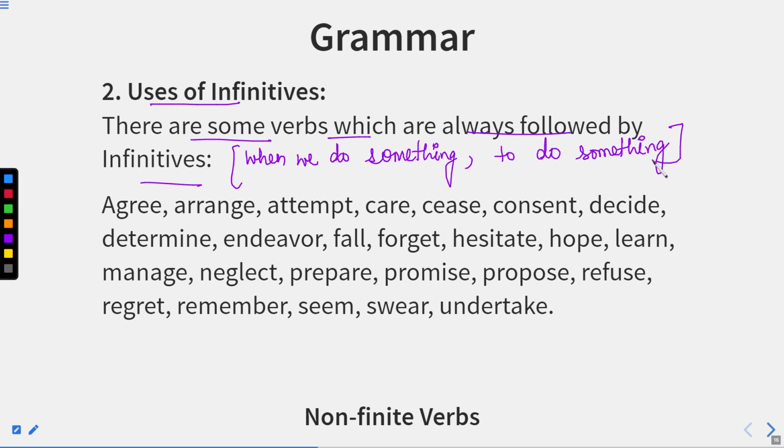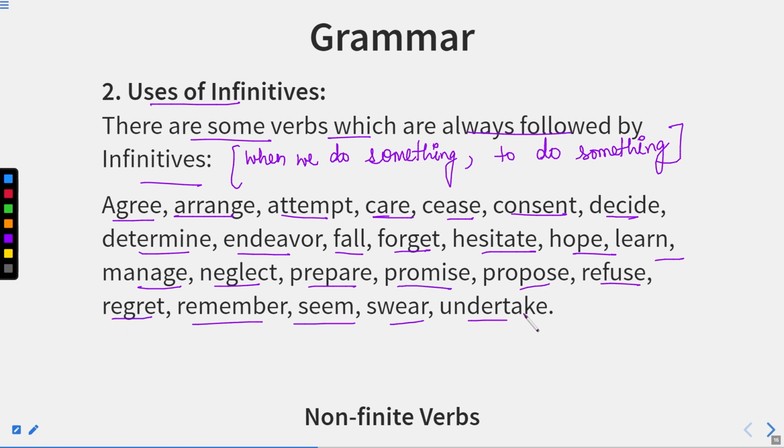infinitives. For example, agree, arrange, attempt, care, cease, consent, decide, determine, endeavor, fall, forget, hesitate, hope, learn, manage, neglect, prepare, promise, purpose, refuse, regret, remember, seem, swear, undertake. So all these are verbs after which it is necessary to use an infinitive. But the purpose should be the same, that is when we do something, to do something. These verbs should show this purpose only.